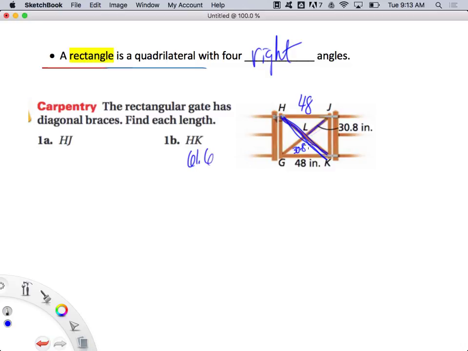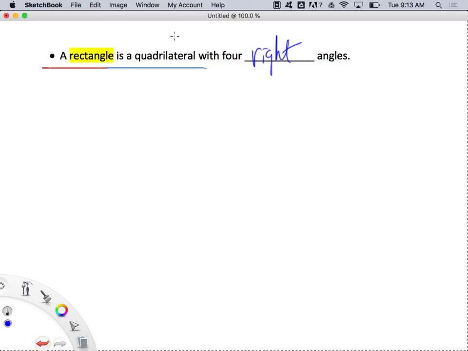Does that make sense to you guys? The diagonals bisect each other, which means this is equal to that. So they're both 30.8. And the diagonals are congruent, so this is equal to that. So I just do 30.8 plus 30.8 is 61.6, and that's how I get the whole length there. Any questions on that?